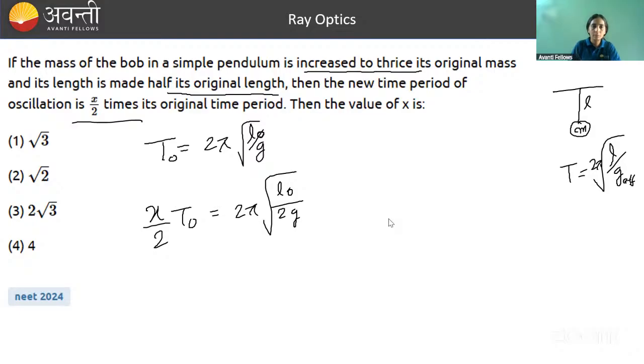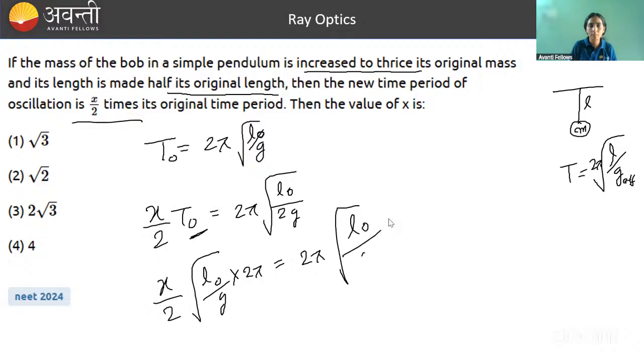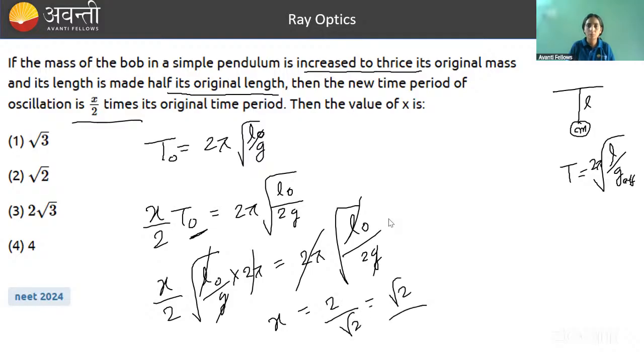So if you put the value of t naught here, you will get x by 2 root under L naught by g into what you are going to put here, into 2 pi, and this is equal to 2 pi root under L naught by 2g. ठीक है. This 2 pi will get cancelled, this L naught will get cancelled, g will get cancelled, and x is equal to 2 by root 2. So this will give you root 2. So correct answer will be what? It will be B. ठीक है.